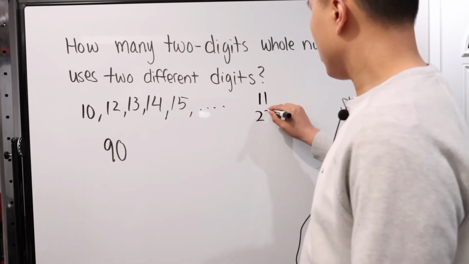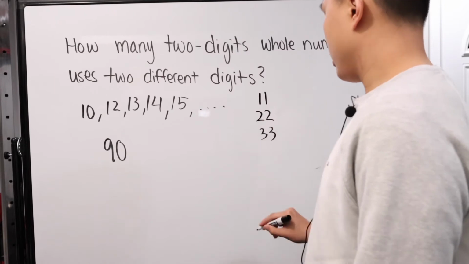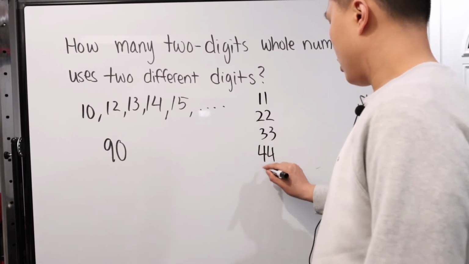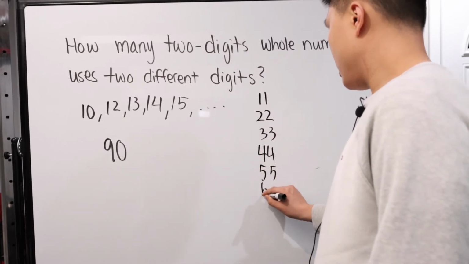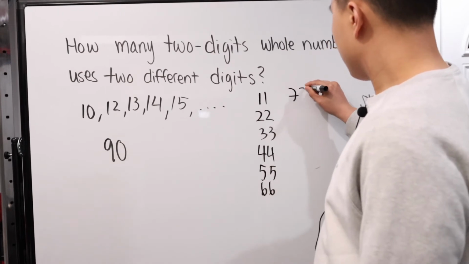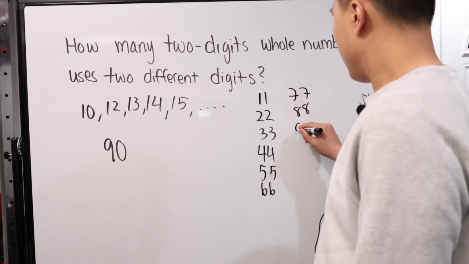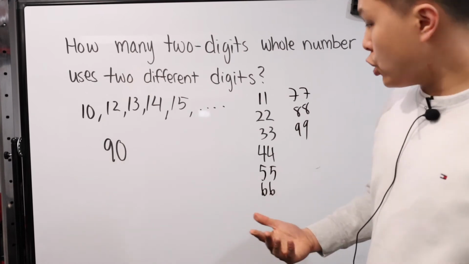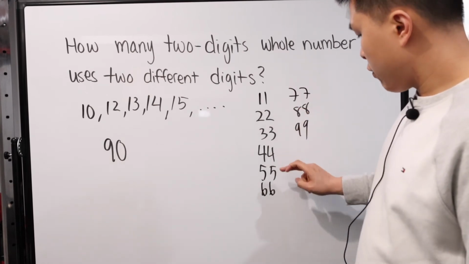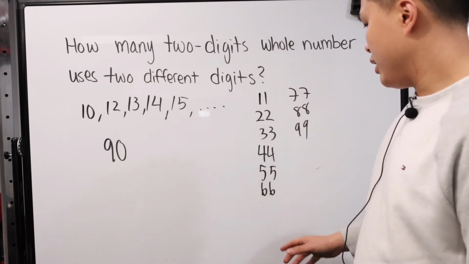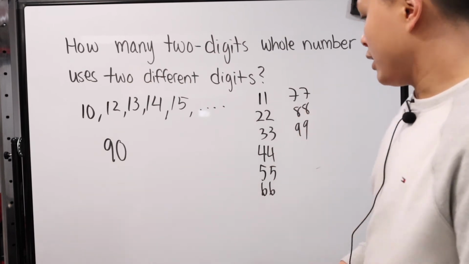11, 22, 33, 44, 55, 66, 77, 88, 99. Just like that. 1, 2, 3, 4, 5, 6, 7, 8, 9. And you really didn't need to count to 9. You realize that's just 9.